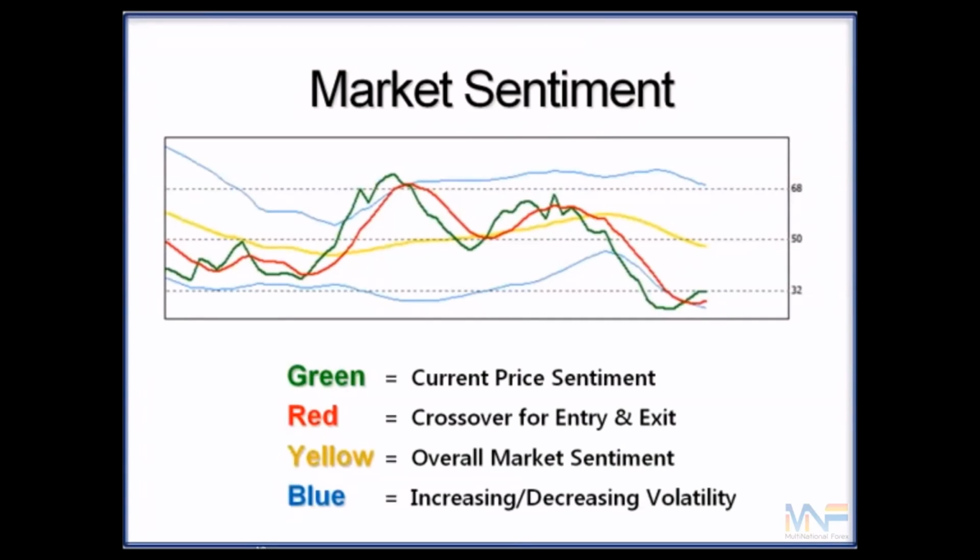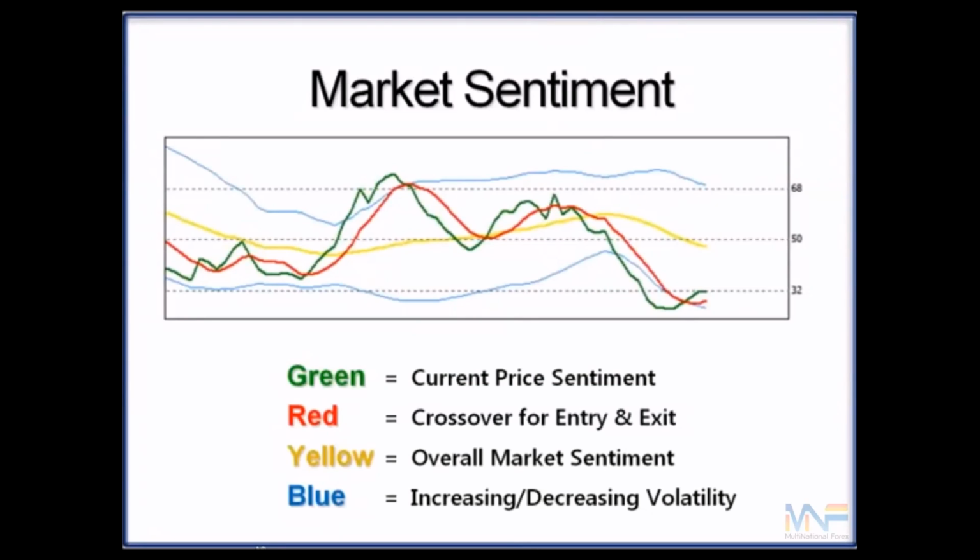The green line represents current price sentiment. It's the current market conditions and how the market is moving related to positive and negative expectations. The red line is simply a crossover of the green line, and it's letting me know when to enter and when to exit the market related to price. The yellow line is what I refer to as the overall market sentiment. This is the overall direction of the market.